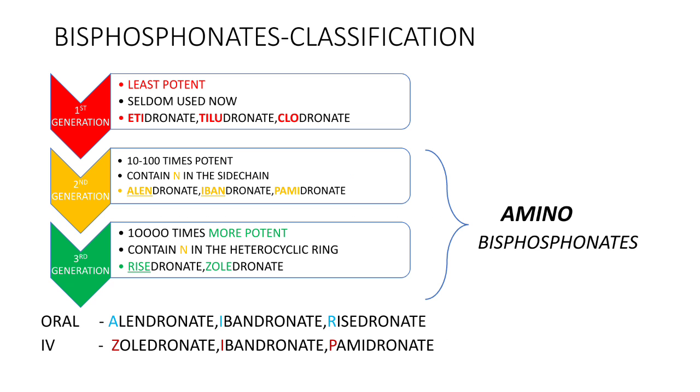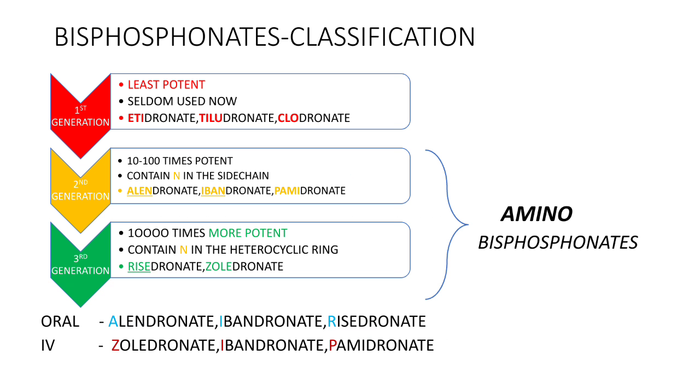First generation bisphosphonates are non-nitrogenous BPNs. Second and third generation BPNs contain nitrogen in their structure and are called amino bisphosphonates. Here all bisphosphonates drugs name end with the word dronate. Drugs which come under first generation are etidronate, tiludronate and clodronate. Drugs which come under second generation are alendronate, ibandronate and pamidronate. Drugs which come under third generation BPNs are risedronate and zoledronate, which are more potent.